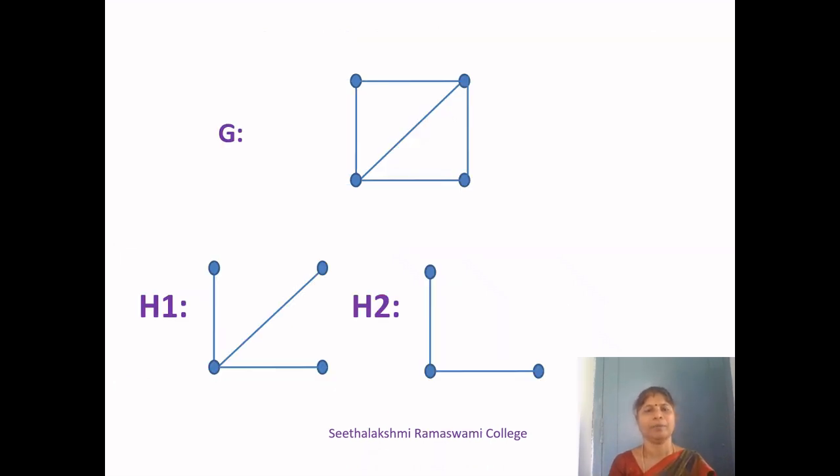Here, G is a graph with 4 vertices and 5 edges. Here, H1 and H2 are both subgraphs of G. H1 is a spanning subgraph of G, and H2 is only a subgraph of G, because H2 has 3 vertices while G has 4 vertices. Therefore, all the vertices of G appear in H1. Therefore, H1 is a spanning subgraph.